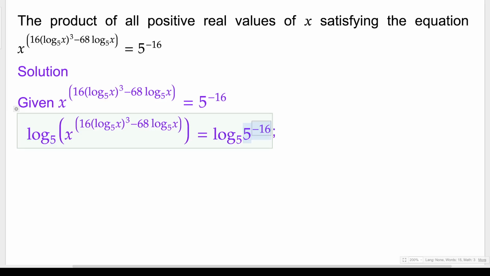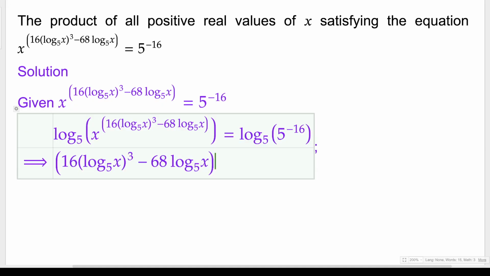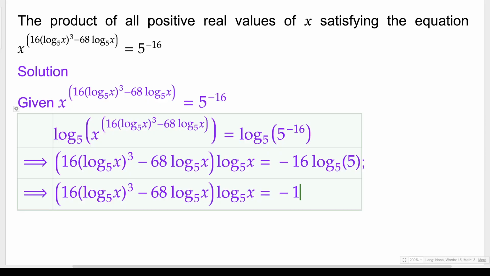Now if I apply the property of logarithm, that whenever we have log base 5 and in the argument we have a certain power, this power would be brought in front. This can be written as log base 5 x, and on this side we can write negative 16 times log base 5 of 5. Whenever the base and argument are both 5, the quantity is defined and we can write 1. So this entire expression is equal to negative 16.